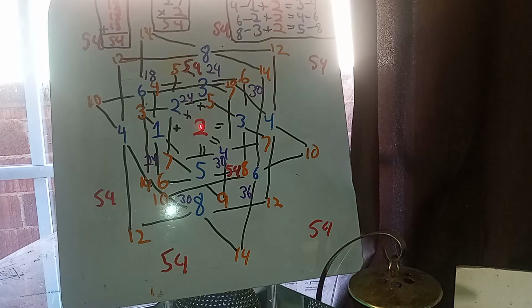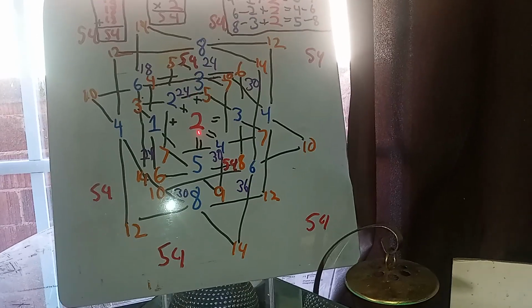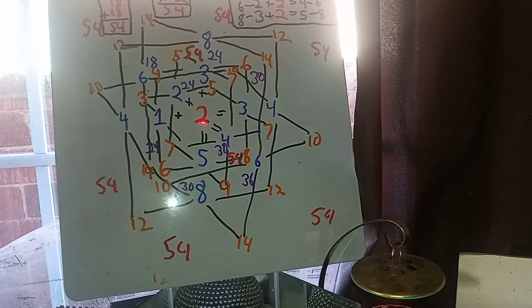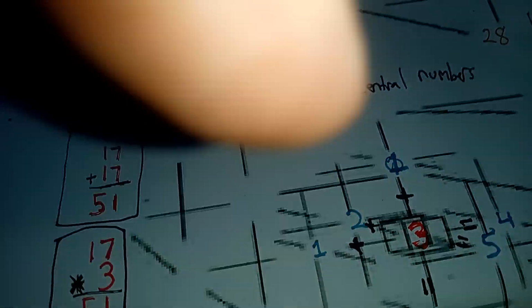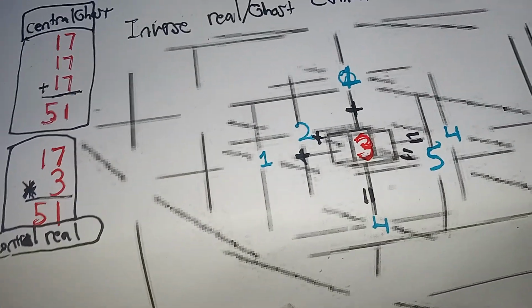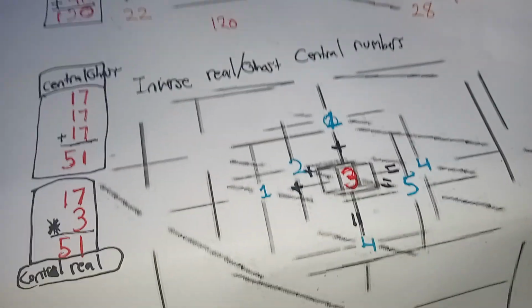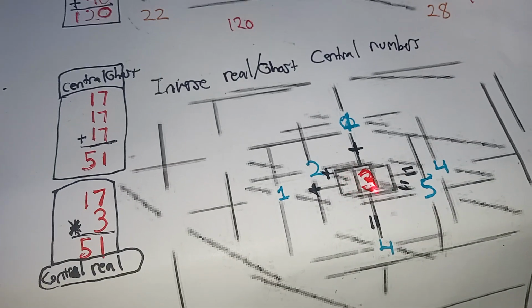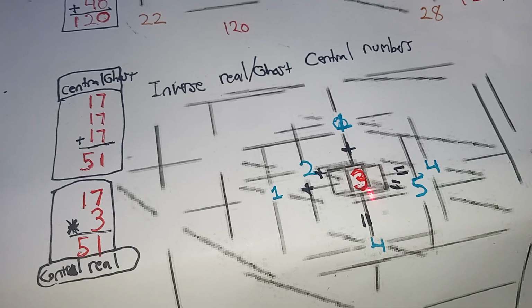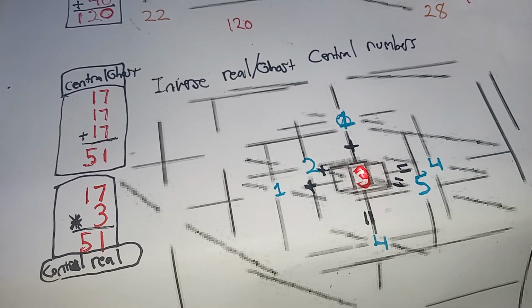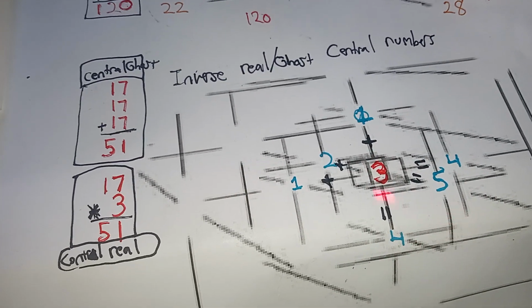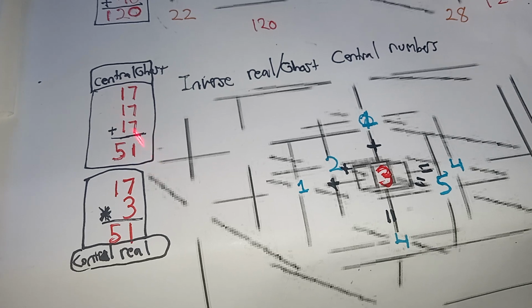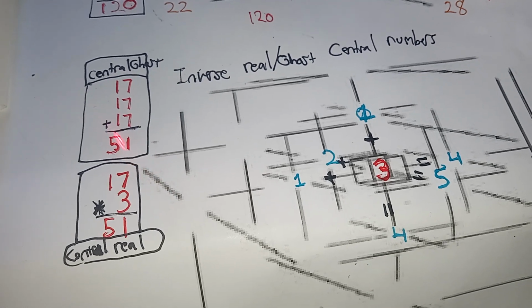And I couldn't with the central real number, because it's a 2. But I went down and discovered that with a 3, you can have inverses, because 3 is naturally the inverse of the central part of the cube. It's 3. There are 3 planes. There are 3 central ghost numbers that make up the outer ghost number.